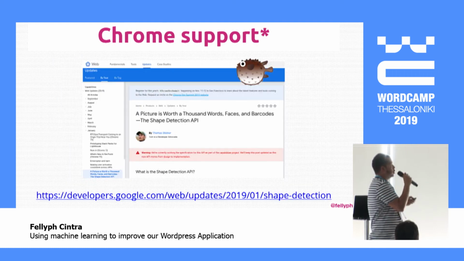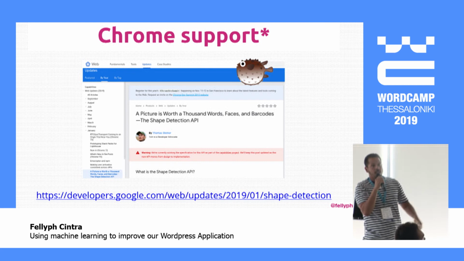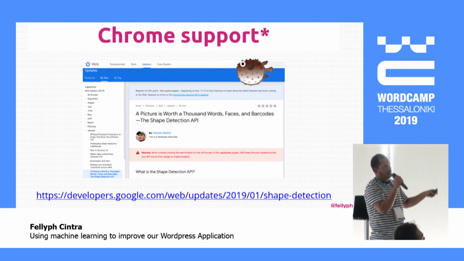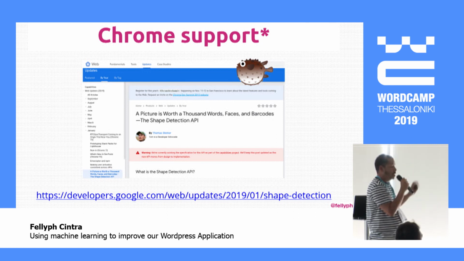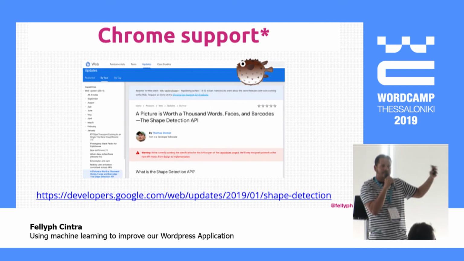If you go to Chrome now, there is a barcode detection feature behind a flag. You need to enable that flag, and if you enable it, you can identify a barcode inside the browser. You don't need, for example, ML5 to identify barcodes. You can identify text as well, and faces. But it won't be Fellyph's face, it will be someone else's face. So this is coming soon in the future, I hope.